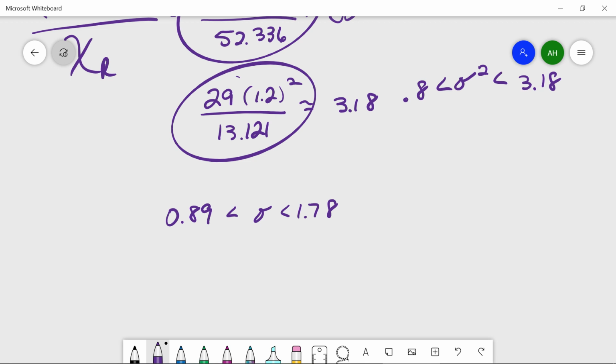All right. So with that, we're going to find that with 99% confidence, we can say that the population variance is between 0.8 and 3.18. And the population standard deviation is between 0.89 and 1.78 milligrams, as we're looking at that allergy medication. Okay, that is it for this one. Again, very similar to the other things that we've done, just needing another formula.